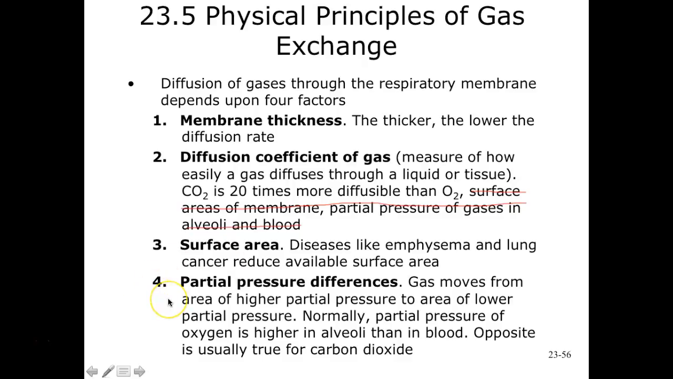And number 4, we have partial pressure differences. So our gas is always going to move from a higher area of partial pressure to a lower partial pressure. And normally, the partial pressure of our oxygen is going to be higher in our alveoli than it is in blood, so it's going to want to move from the alveoli over into our capillaries. And the opposite is true for our carbon dioxide. We're going to have a higher partial pressure of carbon dioxide in our blood that will want to move into our alveoli. And that's great because we can move it into the alveoli and breathe it on out.